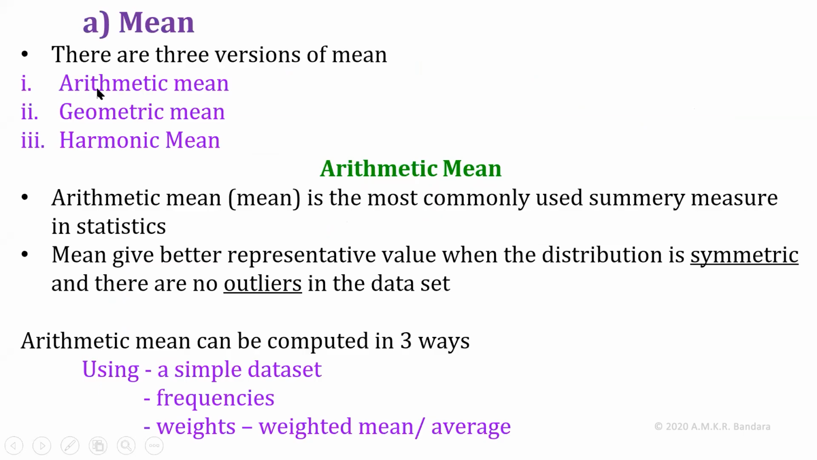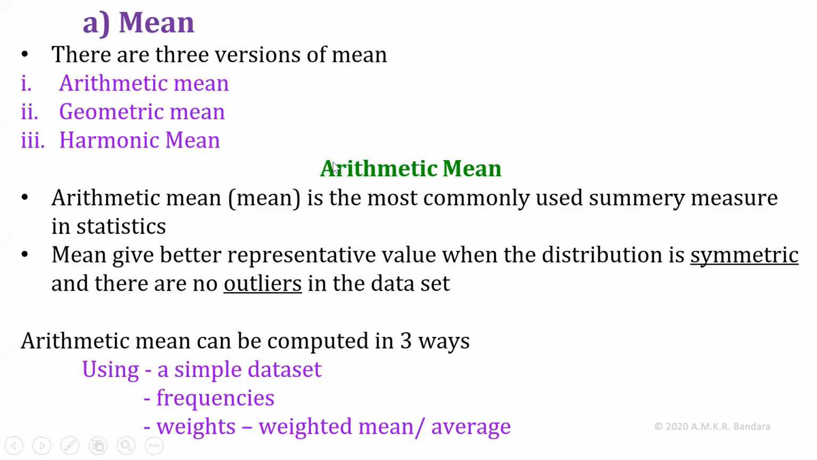We have several versions of mean. Sometimes appropriate measure of mean will depend on the type of data. One type of mean will not be appropriate to some type of data. So first version of mean is arithmetic mean. Second version we called as the geometric mean, and third version we called as the harmonic mean.